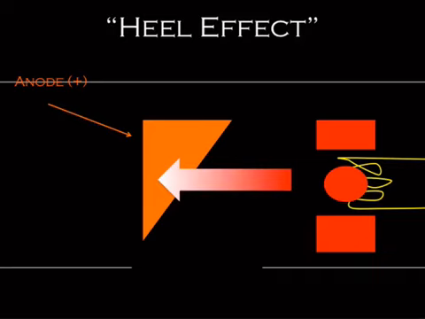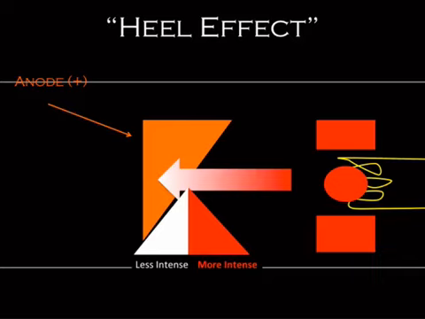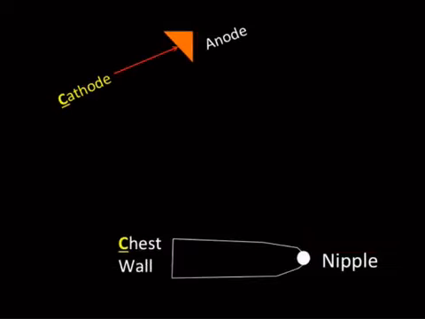So why does that matter? It creates some variation where some of the X-rays that are generated are less intense and some of them are more intense, and that can potentially mess with the way that the picture is exposed. Because technologists know this phenomenon occurs, they are trained to take advantage of it. One of them is that they want the cathode, which is going to be the spot where you have your more energetic X-rays, closer to the chest wall.